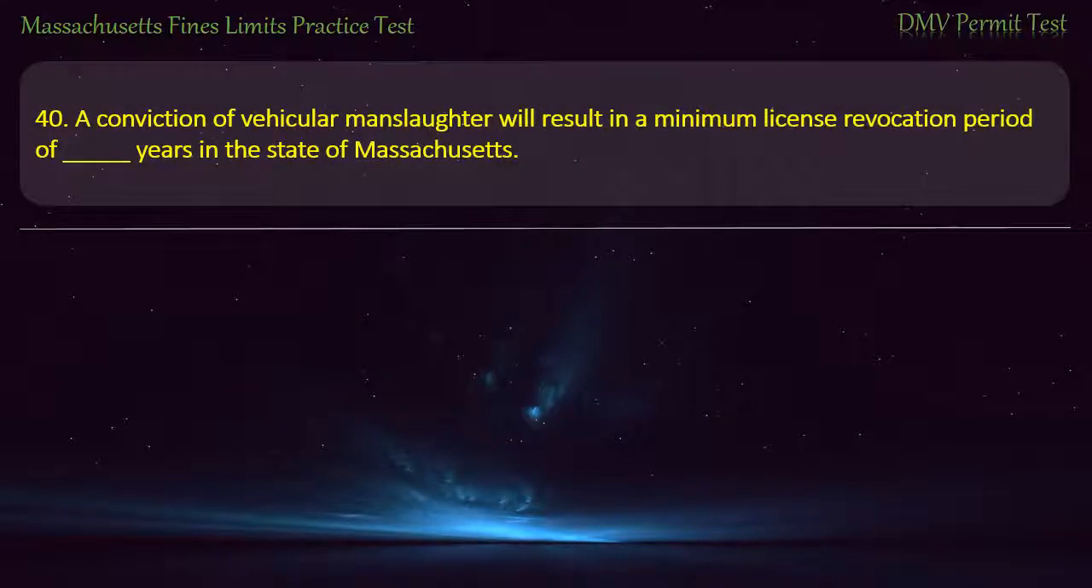Question 40. A conviction of vehicular manslaughter will result in a minimum license revocation period of years in the state of Massachusetts. 5, 3, 10, 15. Answer: 15.